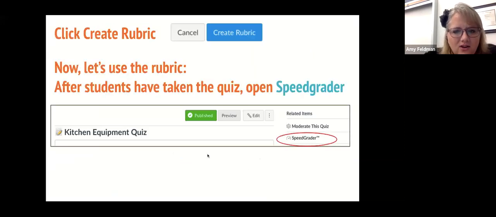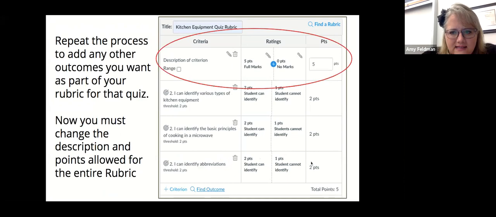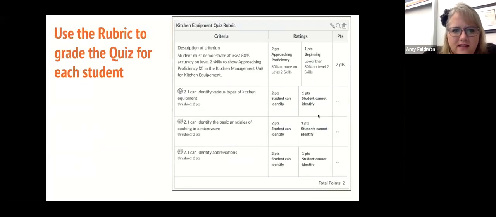Now, I could not show you in SpeedGrader because I don't have any students during the summer that have taken this quiz. But once you've created your rubric, you hit create rubric, then the students will take the quiz. Then you open SpeedGrader. Once you're in SpeedGrader, you will see something like this. Use the rubric to grade the quiz.